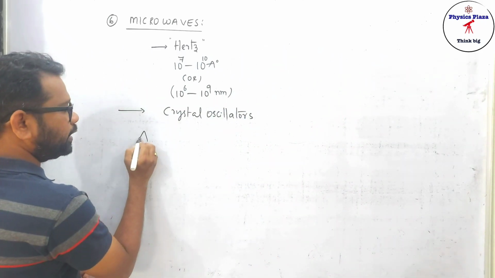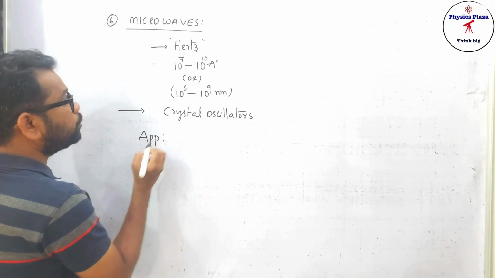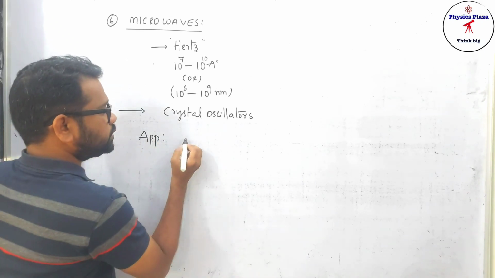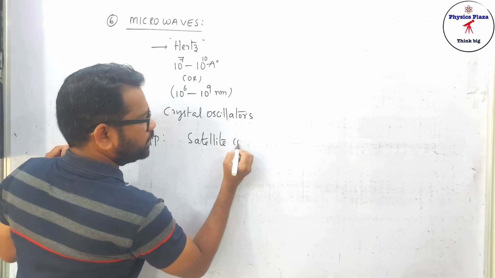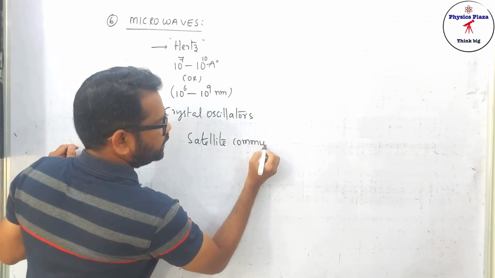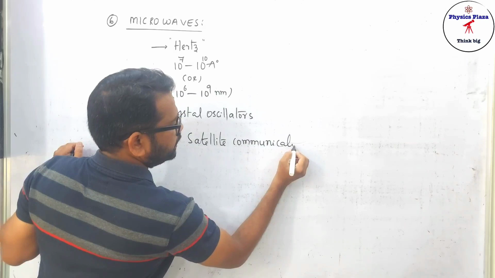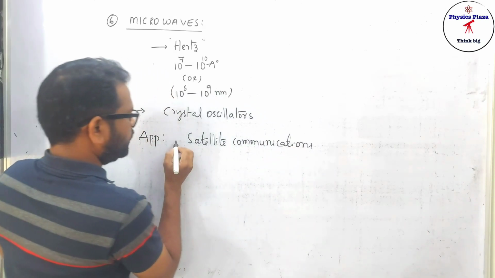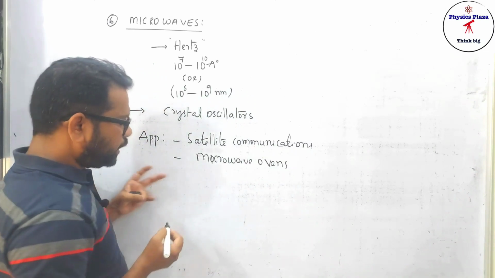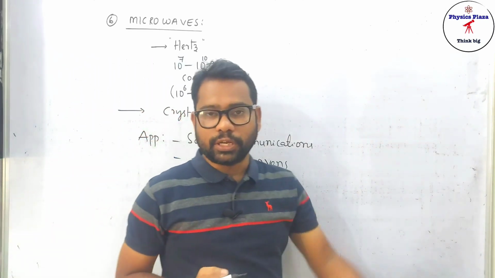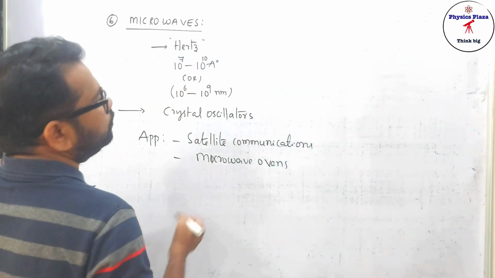So what are the applications or uses, children? Mainly these microwaves are used in satellite communication, and they are also used in radar communication. Okay? Fine.